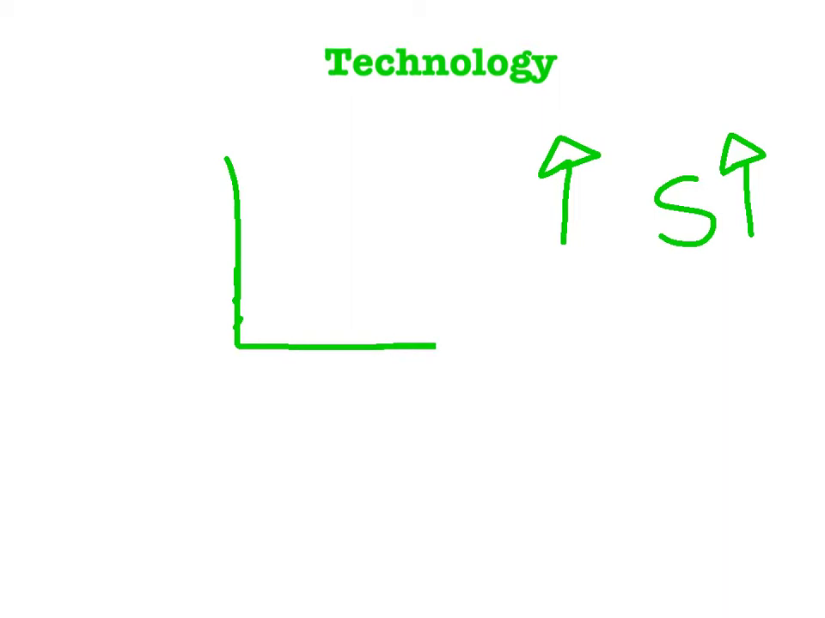So a good example could be if a new machine comes out that can mass produce tennis shoes much quicker, then your supply of tennis shoes is going to increase. That would be an example. And so again, the rule is that as technology advances, supply increases. And this would be shown on the graph as a shift to the right.